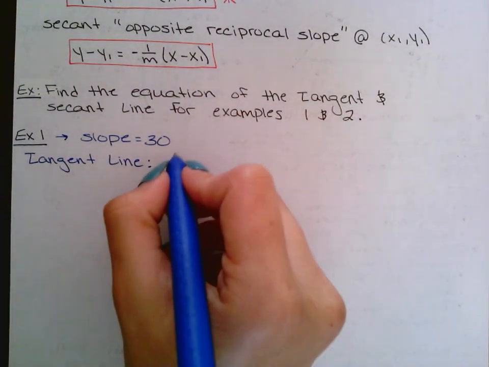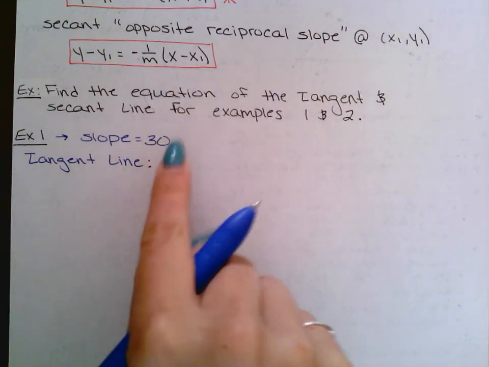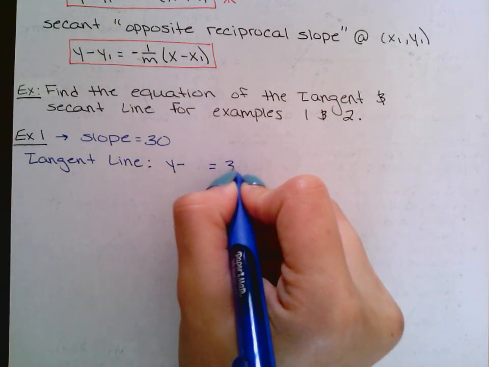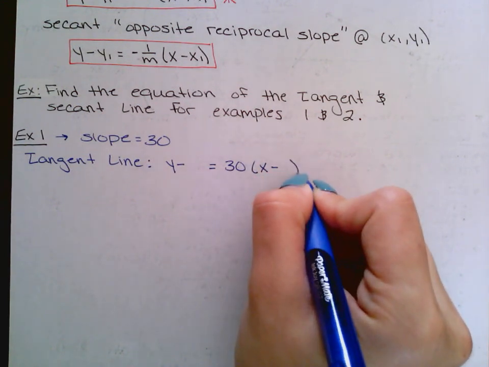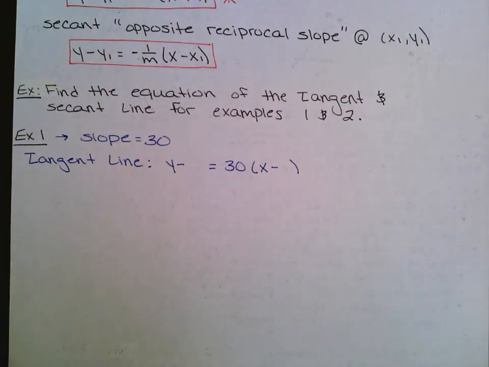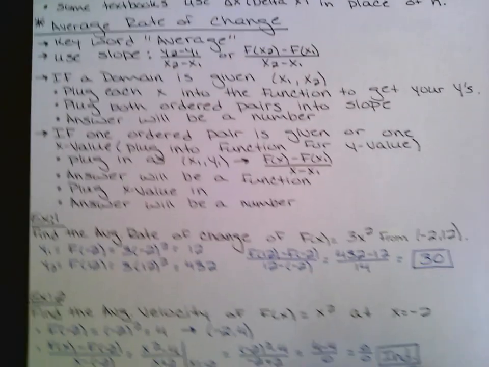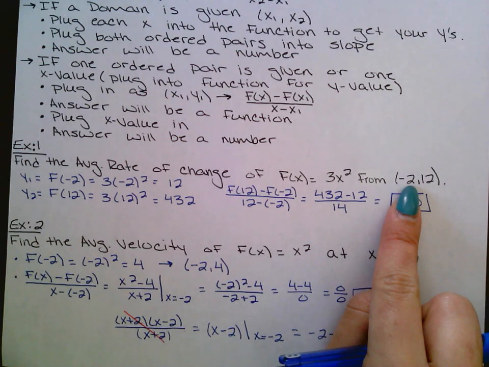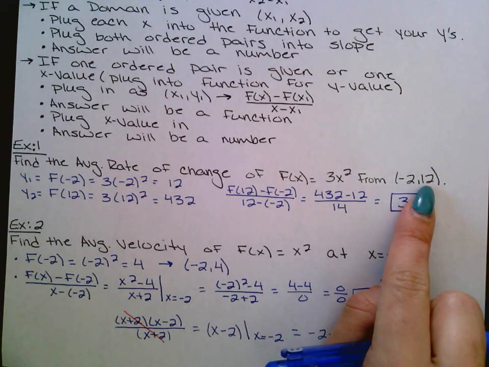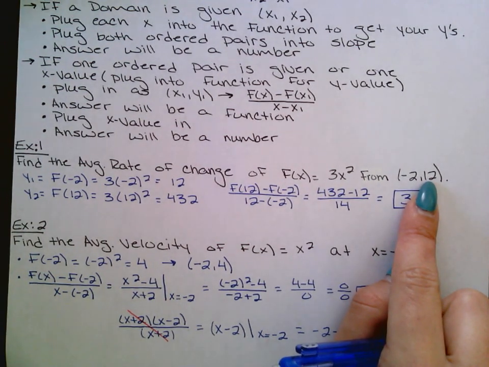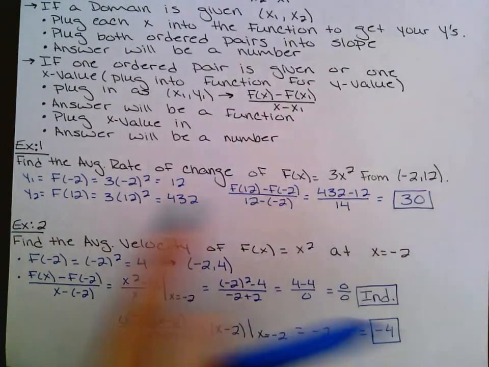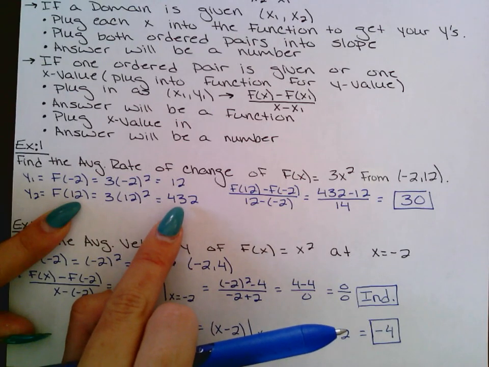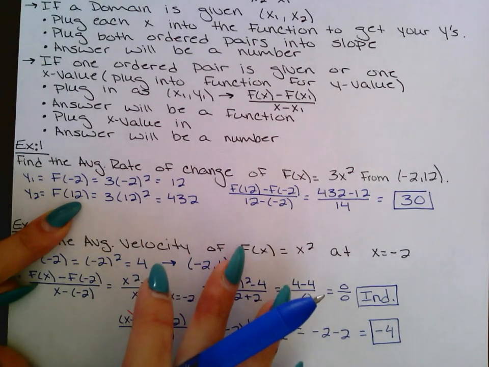An equation of the tangent line would be y minus, I have to go pick my ordered pair from example 1 to plug into that spot, equals my slope, which is 30, times x minus, I need to go back and find my x, okay? So for example 1, we technically had two ordered pairs because they gave me a range of numbers. They gave me from -2 as my first x all the way to 12 as my second x, which means you have the freedom of writing the answer in two different ways. You can write the answer using -2, 12, or you can use 12, 432.